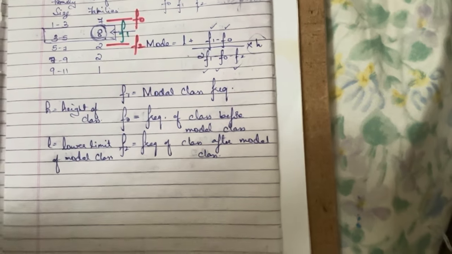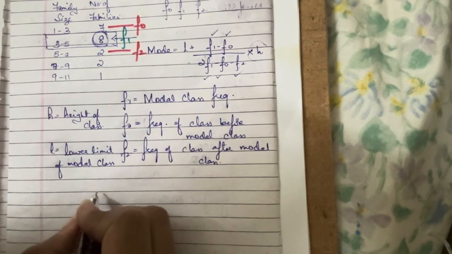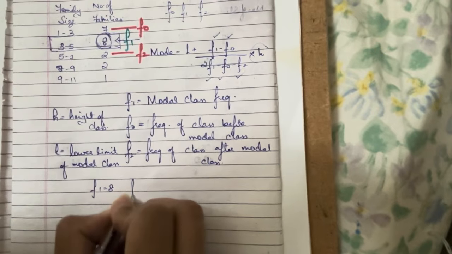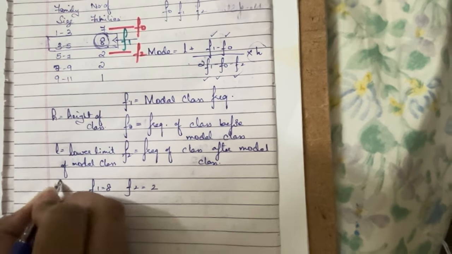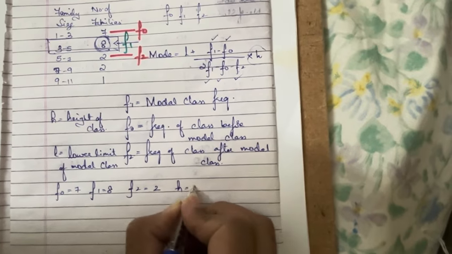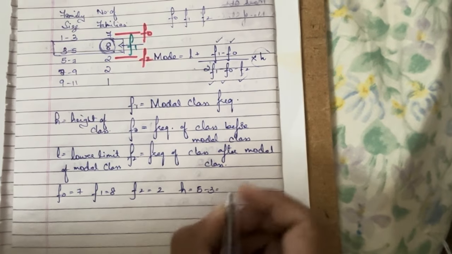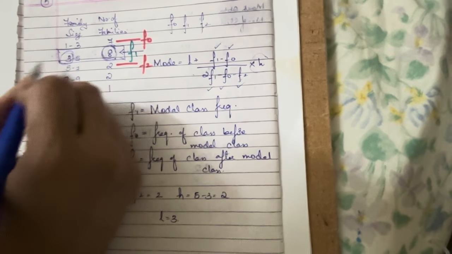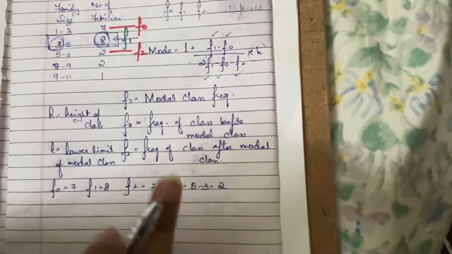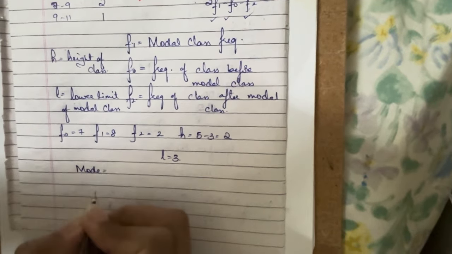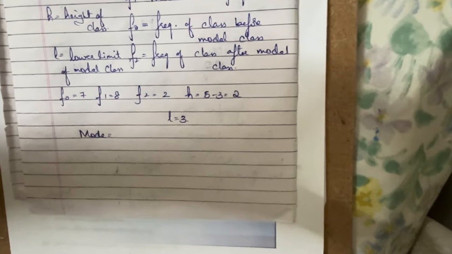Okay, so what actually is happening here is I have my f1 value. f1 is 8, f2 is 2, f0 is 7, h is 5 minus 3, which is equal to 2. L is 3, because this is the lower limit of the value that we have. Now we're going to substitute into the mode formula.